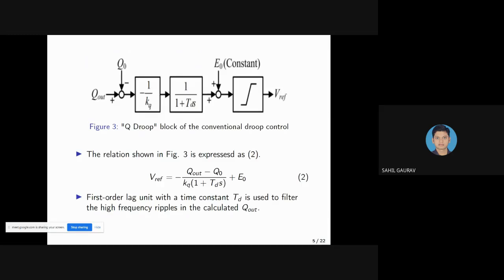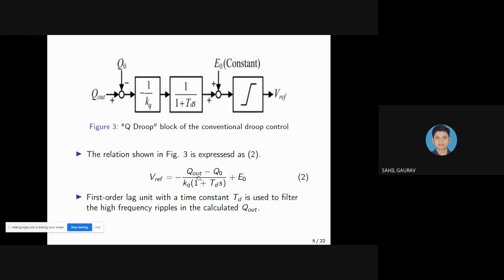Now let us see the working of the Q droop block in the case of the conventional loop control technique. Here Kq is the QV droop coefficient, and the first order lag unit with a time constant Td is used to filter the high frequency ripples in the calculated reactive power. The whole block diagram can be expressed in a mathematical equation as V reference is equal to minus (Q out minus Q naught) divided by Kq (1 plus Td s) plus E naught.